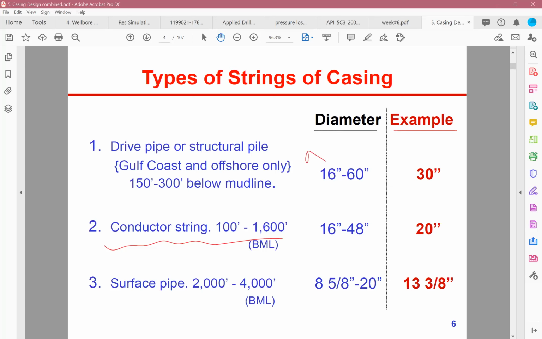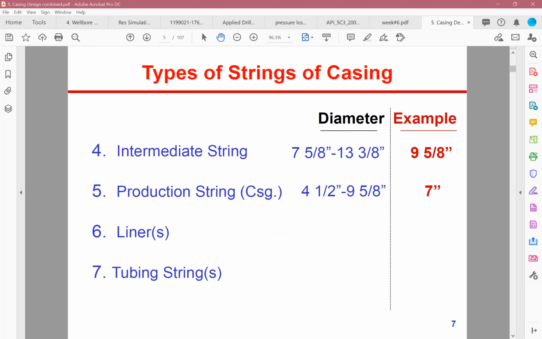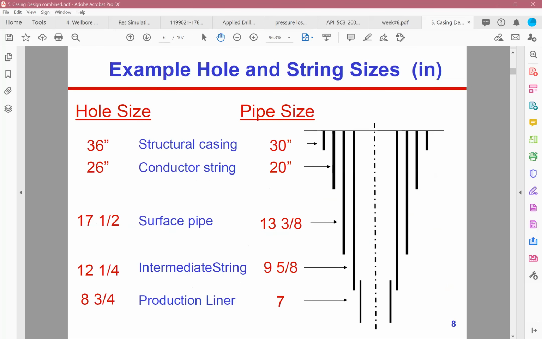The depth is 100 feet to 1600 feet. It's usually a large diameter, 16 to 48 inches, depending on the field that they are drilling, and an average size, for example, is 20 inches, right? Before talking about this, let me show you how the structure looks. You have either a structural casing, whose purpose I didn't talk about. The main reason is to have everything hang from this system, so it hangs the other casings from it.